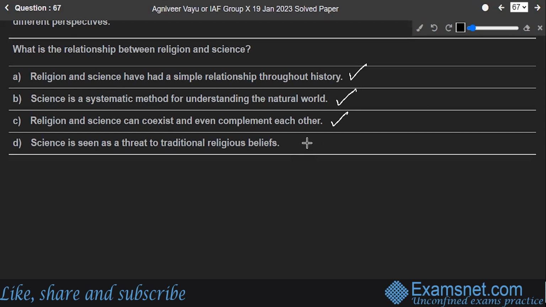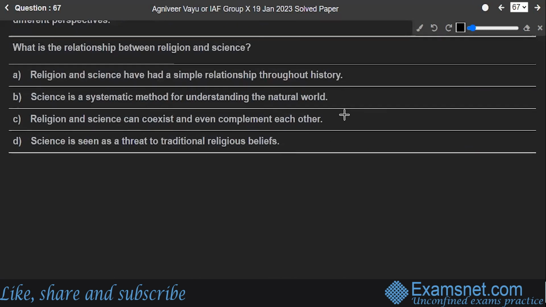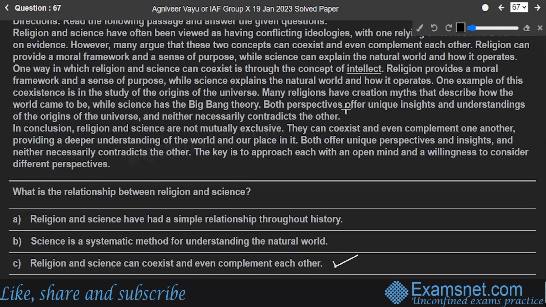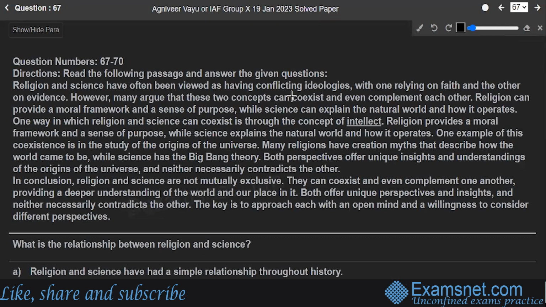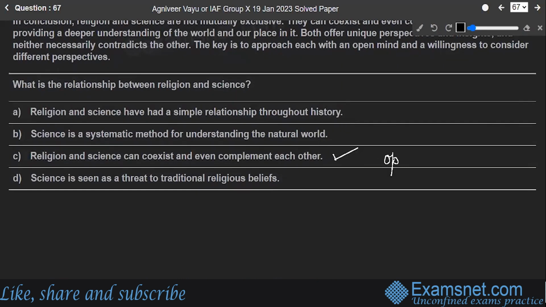religious beliefs. See, when you read the whole paragraph, I think you can definitely answer that this is option C. Religion and science can coexist and even complement each other. See over here. However, many argue that these two concepts can coexist and even complement each other. Okay, so option C is the correct answer.